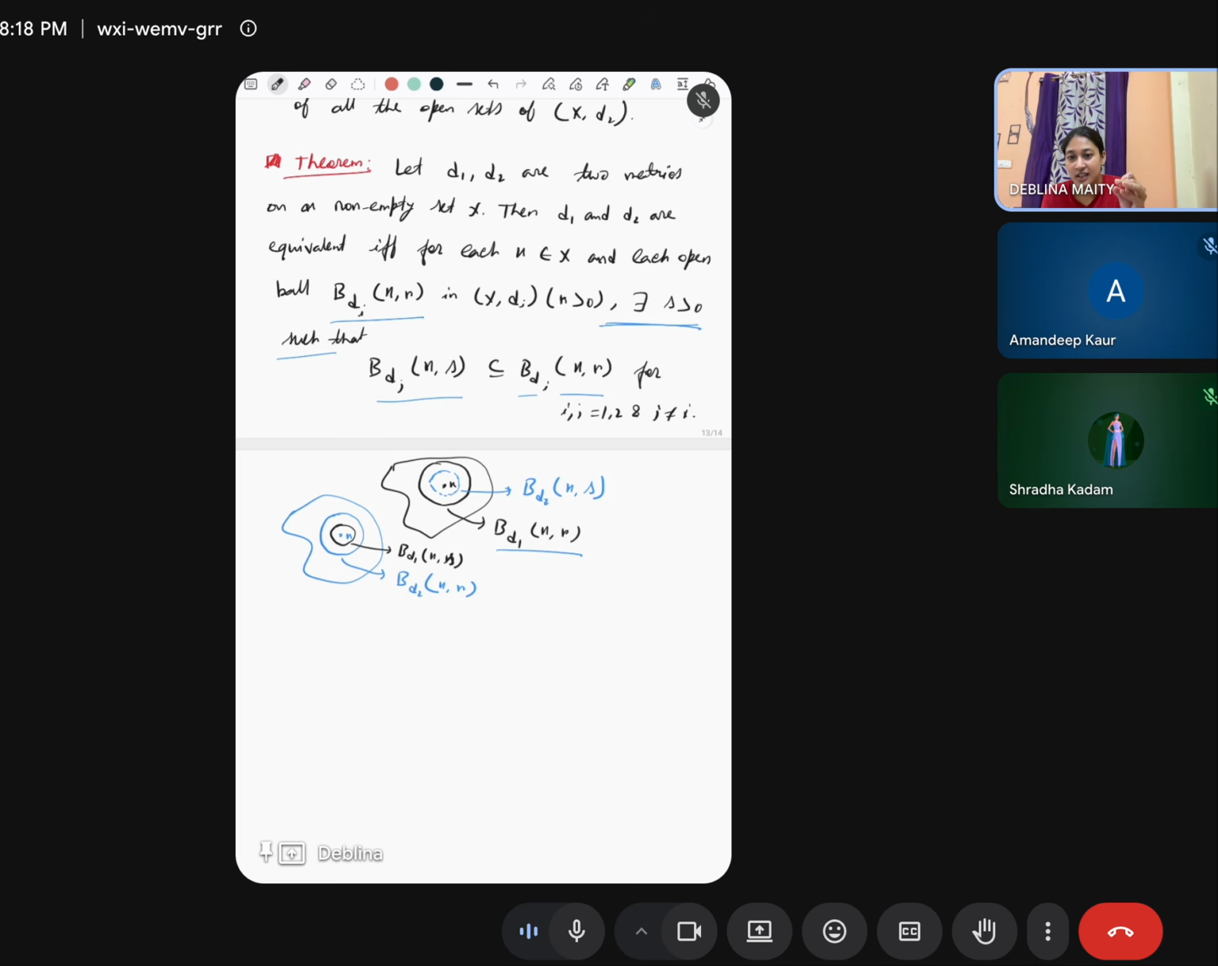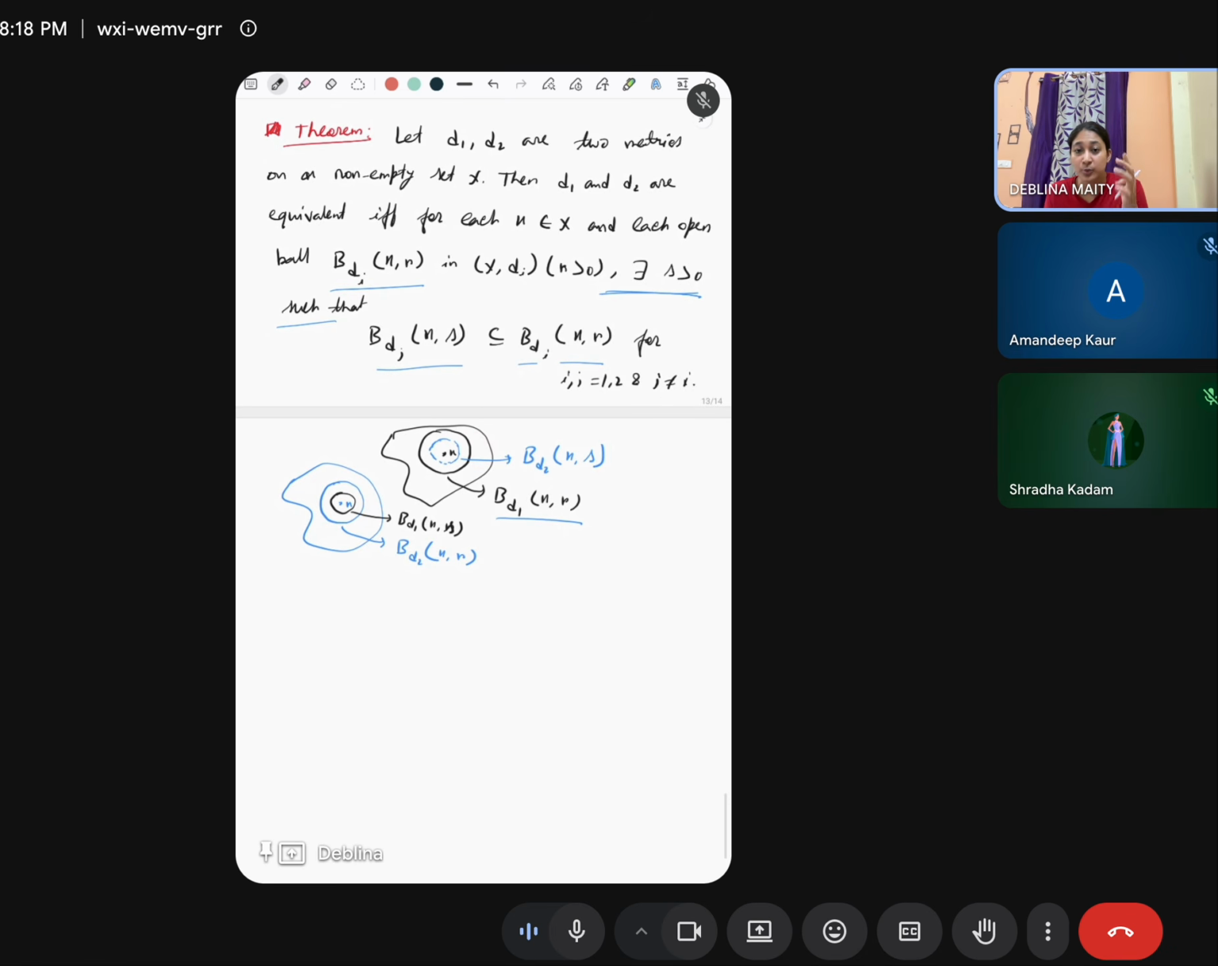So if we choose a ball with respect to one metric, then there has to be one ball with respect to the other metric which is totally contained in that ball, right? Then we'll say that these two metrics are equivalent. Okay.